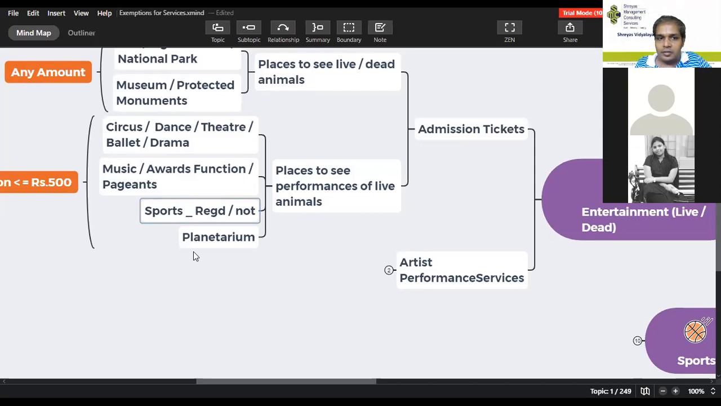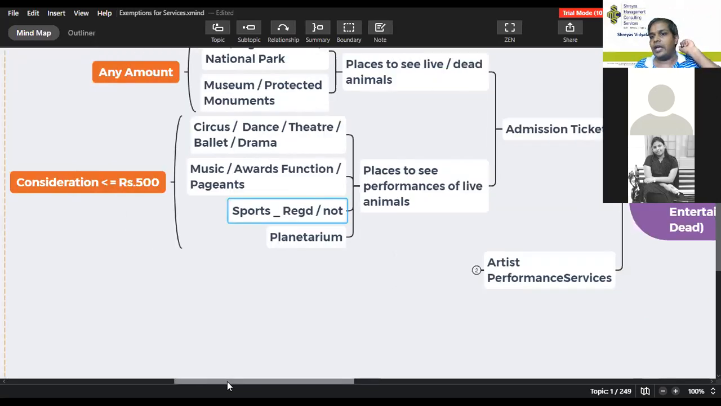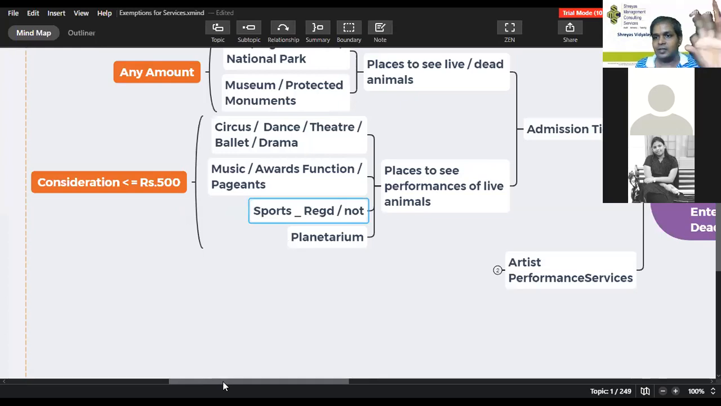So for access to all these places, if the ticket cost is less than or equal to 500 rupees, it is exempt. That is the distinction. Previously, any amount was exempt for zoos where you see animals and the performances of these animals. Now, up to 500 rupees is exempt. So if you are going to, let's say, a kacheri at 450 rupees, exempt. More than 500, the entire amount is taxable.